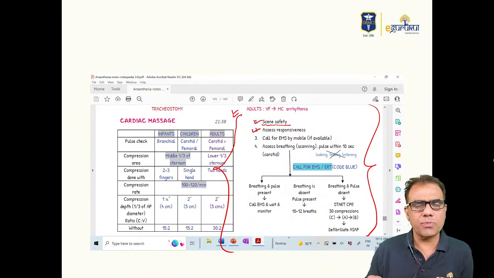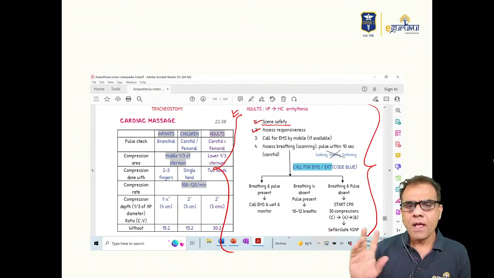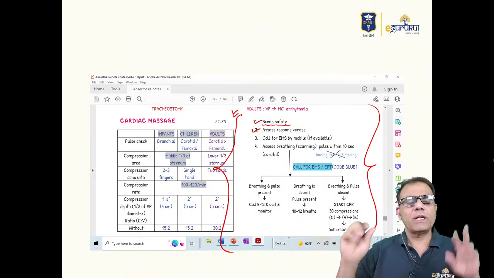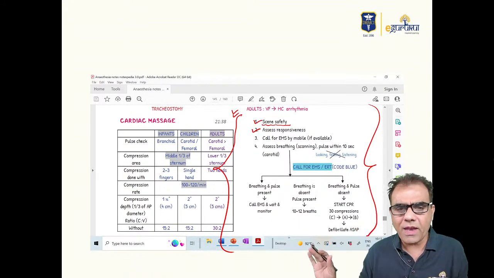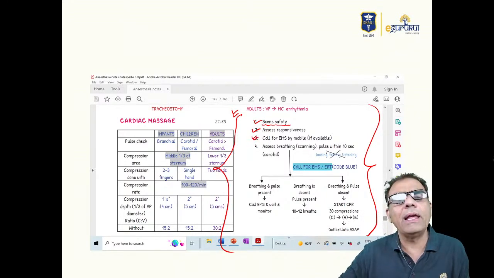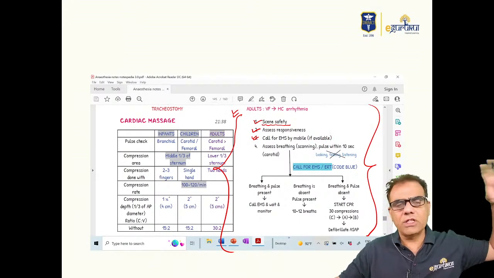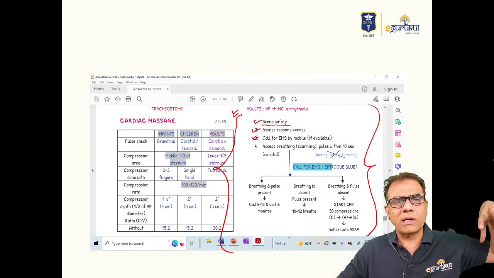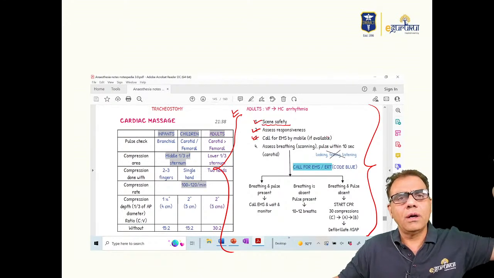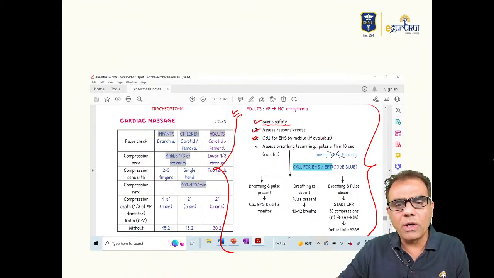And how do you assess responsiveness? By shaking and shouting. Shake and shout. If you feel that the patient is non-responsive, then call for emergency medical services by mobile if an app is available. In Western countries, an app is available. You press the app, and automatically with GPRS they will locate the site and your advanced support medical team will reach. But here we don't have such a facility.